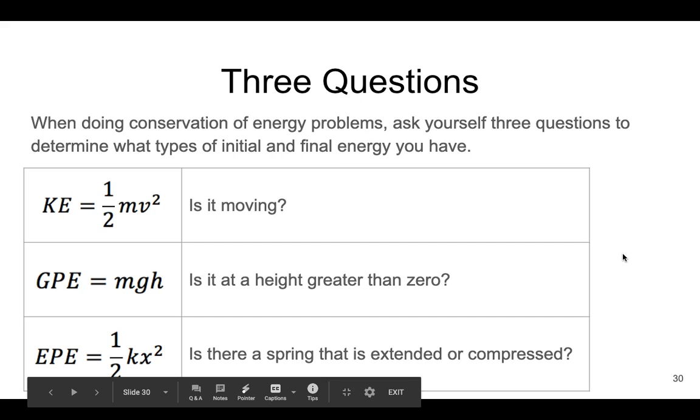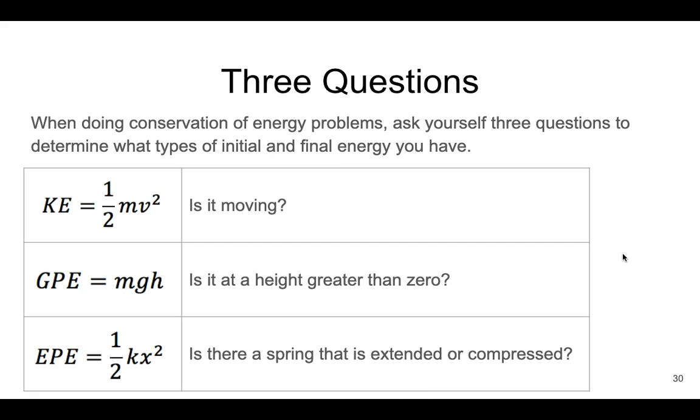So when you're doing these problems, you're going to want to ask yourself three different questions. The first question is, is it moving? If your thing is moving, it's going to have kinetic energy. So if V is not zero, it will have kinetic energy. Second question, is it at a height greater than zero? You may have things changing heights in these problems. If it's at the lowest height and you're calling that zero, then you don't have to worry about GPE, because if H is zero, then GPE is going to be zero. But if H is not equal to zero, then you will have GPE.